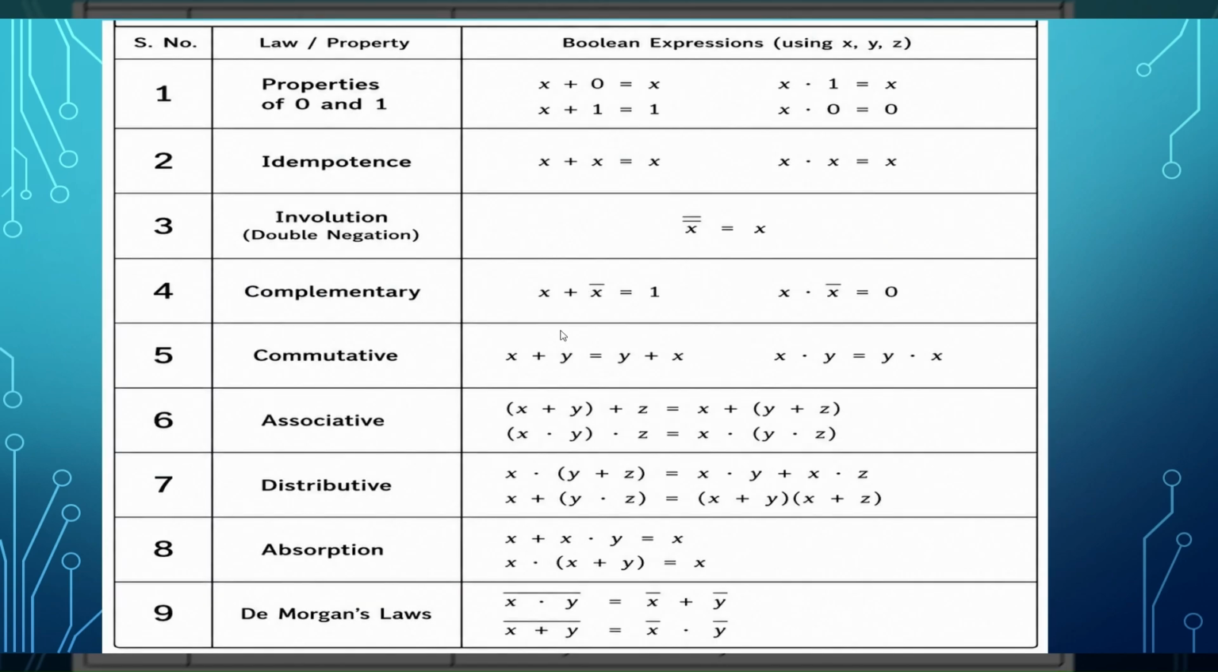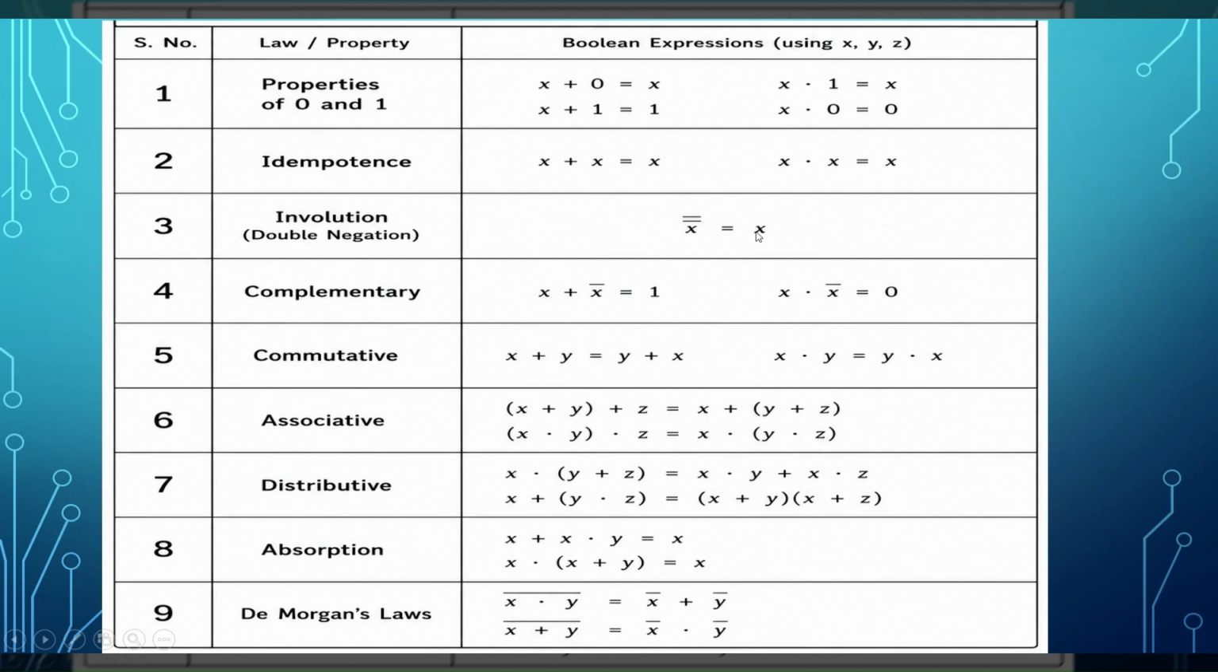Now to summarize all the laws. First is properties of 0 and 1. Any number added to 0 gives the same number. Any number added to 1 gives 1 as output. Any number multiplied by 1 gives the same number. Any number multiplied by 0 gives the output as 0. Idempotence law. When the same number is added, we get the same number. When the same number is multiplied, we get the same number. Next is involution law, double negation. Complement of a complement gives the same number. Complementary law is x plus x complement is 1 and x into x complement is 0.